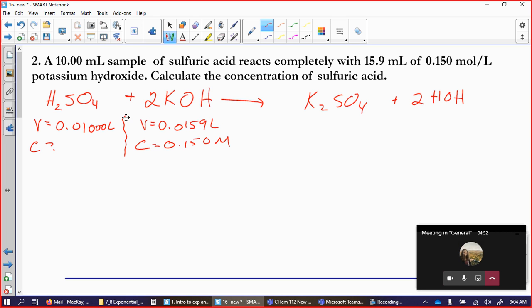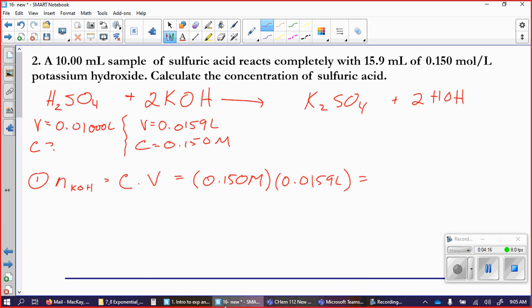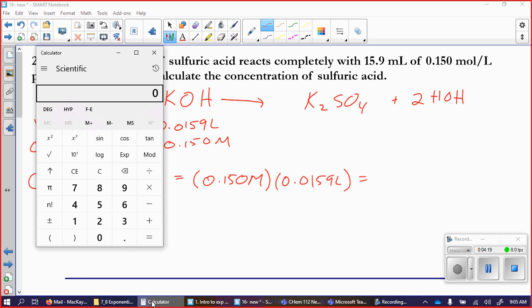So this is the one we start with. n of KOH equals C times V, our concentration, 0.15 molar, and our volume. We can do that calculation once I find my calculator. So we have 0.002385.